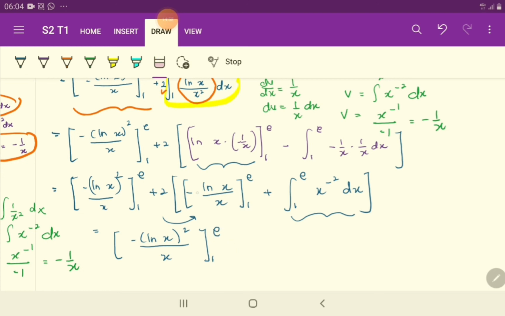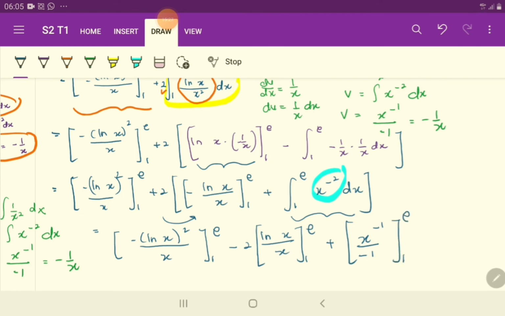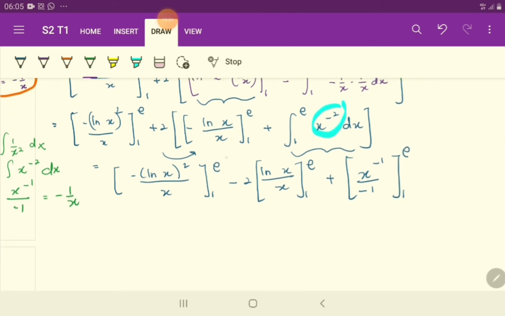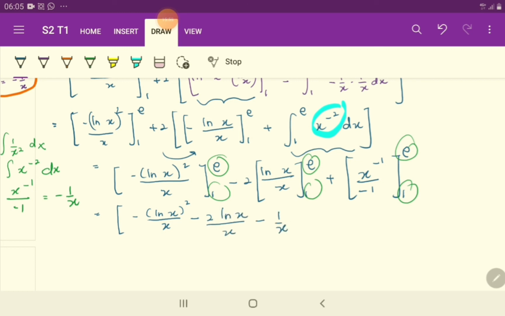This should be minus, right? So I have minus 2. Then this becomes plus. Integrate this, and we will have x negative 1 over negative 1 from 1 until e. The limits are all the same, meaning that we can combine this expression so that it looks simpler. So I have over here negative ln x squared over x, then minus 2 ln x over x, and then minus 1 over x. Everything has limit 1 until e. The next step is to substitute the limit.